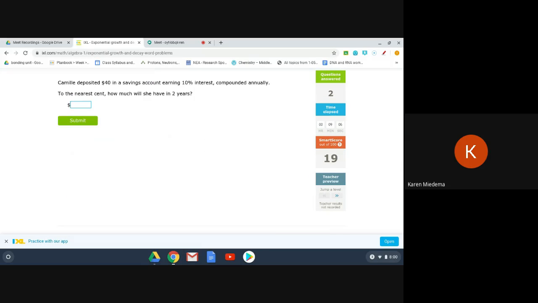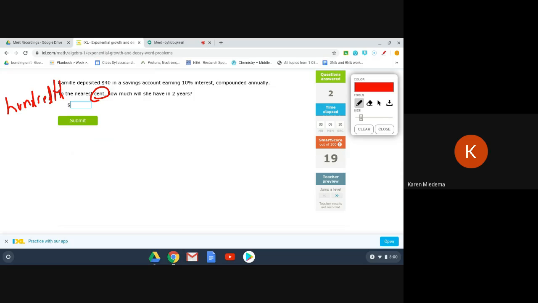Okay, let's take a look at this one. Camille deposited $40 in a savings account earning 10% interest, compounded annually. To the nearest cent, how much will she have in 2 years? Just so you know, the nearest cent is another way of saying the nearest hundredth.